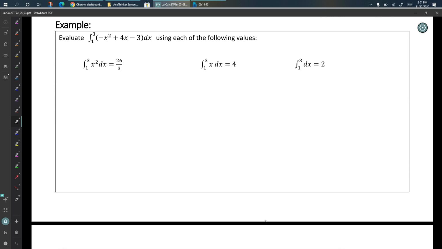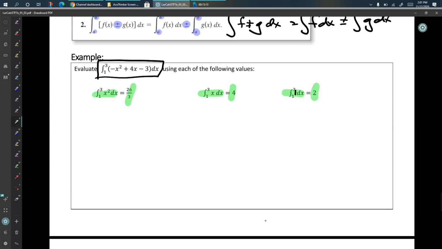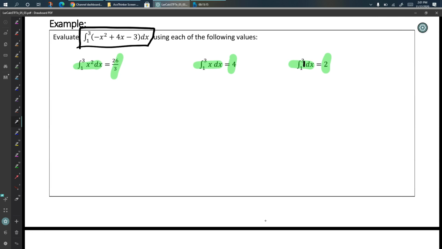All right, example for this. My job is to evaluate this integral, the integral from 1 to 3 of negative x squared plus 4x minus 3 dx, by knowing the integral of x squared is 26/3, the integral of x is 4, and the integral of dx is 2. Now, this is one of those situations here where I wish we were better with math. I wish we wrote this. The integral of 1 times dx is 2. And somehow I'm supposed to use those three things to find the value of this integral.